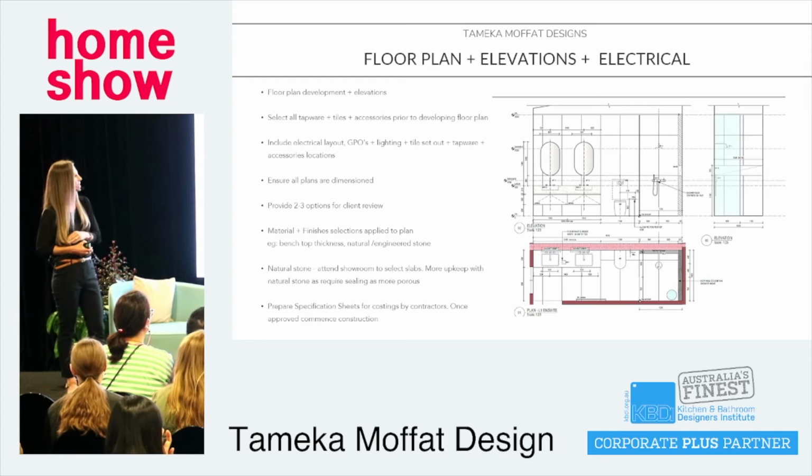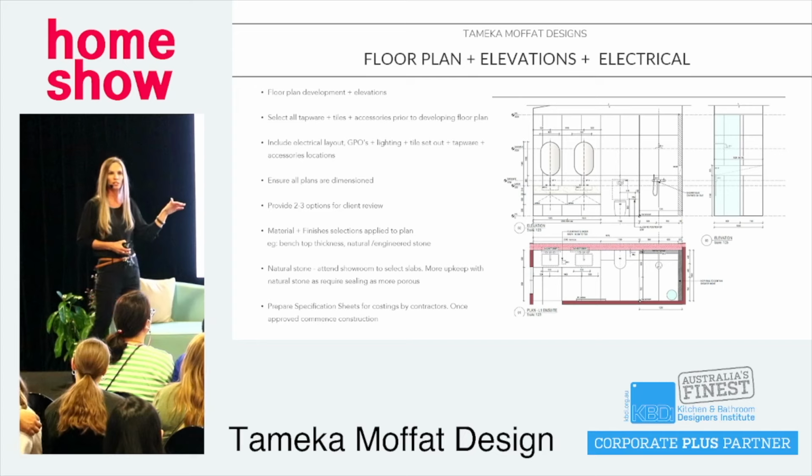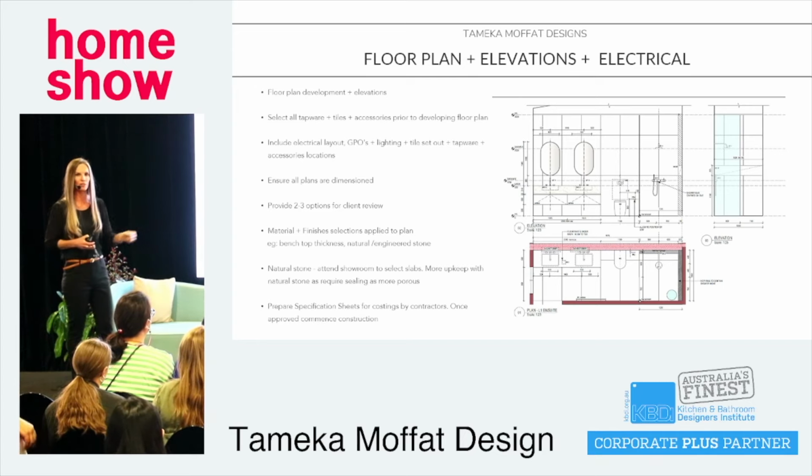You can see there's a large 600 by 1200 used on the walls. They wanted an undermount basin with a hob mixer. And as you can see, this was a duplex project, so it is quite a small space. It is an ensuite, but there were 2 projects in this one development.